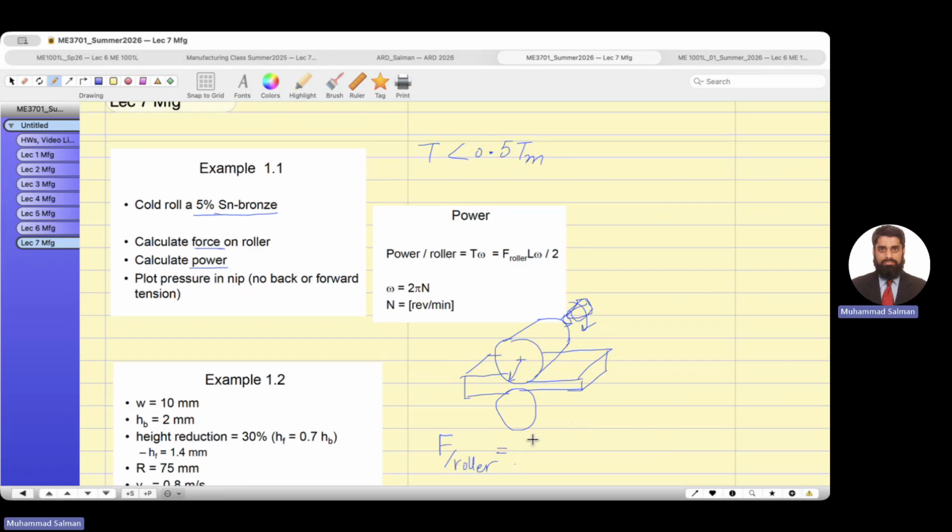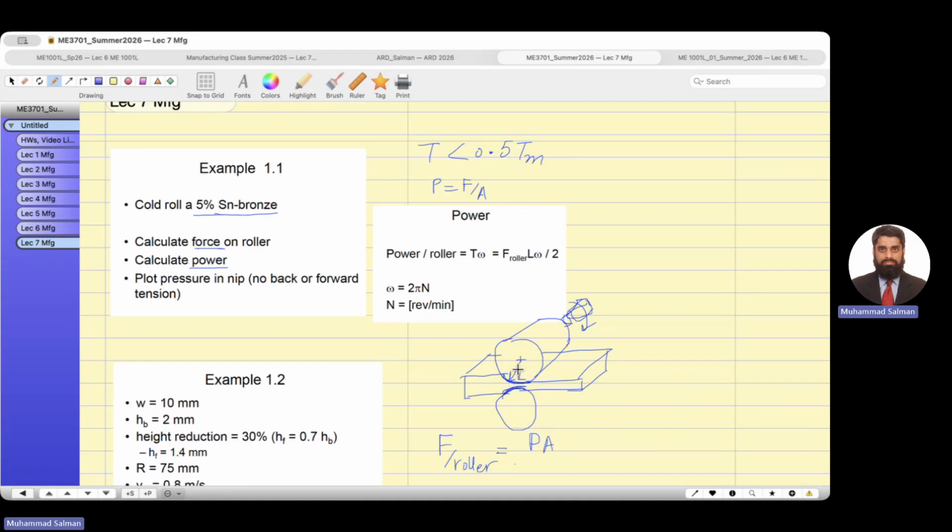I would say use this formula. Force, do you remember pressure equals force per unit area? So force equals pressure times area. And you will ask me, Professor, what is the area on the roller? Look at the contact surface. This is the contact, okay? I'm just highlighting it. This whole is a contact.